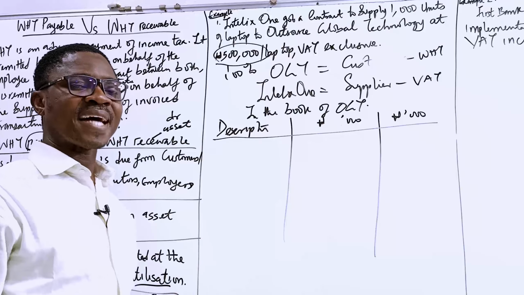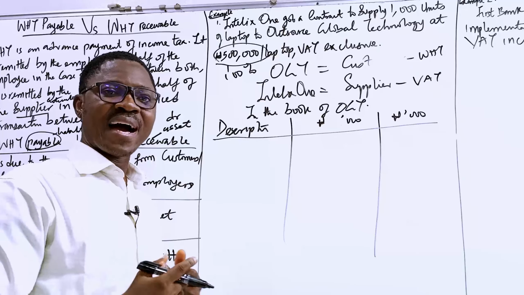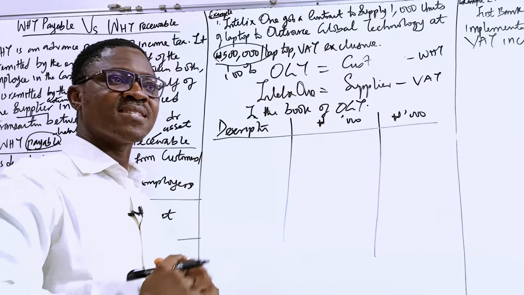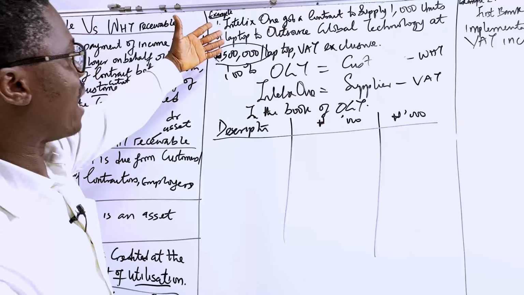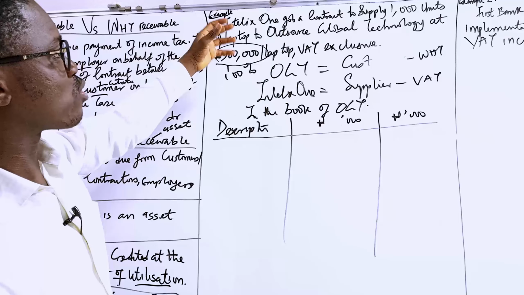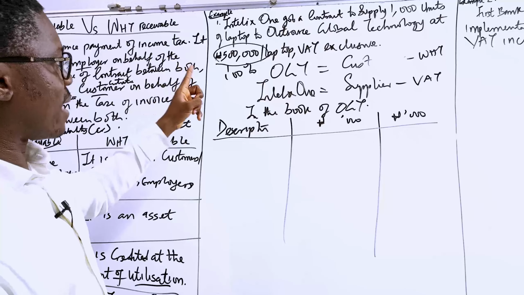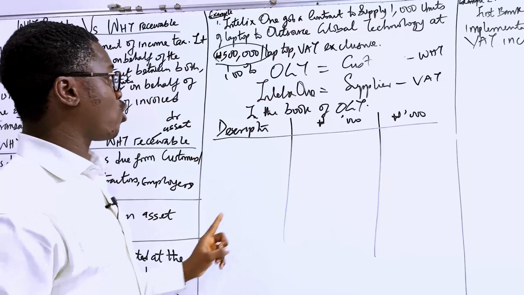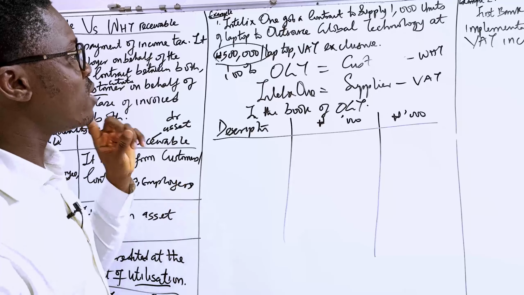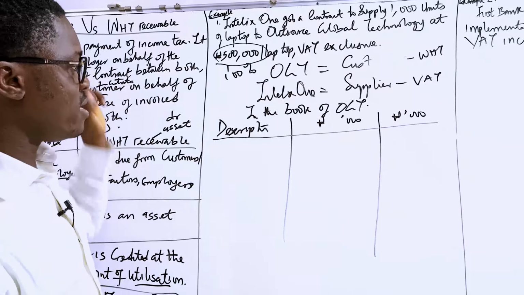Recall that IAS says that in recognizing the initial cost of an asset, the VAT that is attributable to the procurement of the asset will be recognized with the cost of the asset. So in this instance, Intellix 1 got the contract to supply 1,000 units of laptops to OGT at 500,000 naira per laptop. That simply means that for OGT to recognize these laptops, OGT will need to include the VAT in the cost of the laptop. So that simply means that what we have here is equipment.